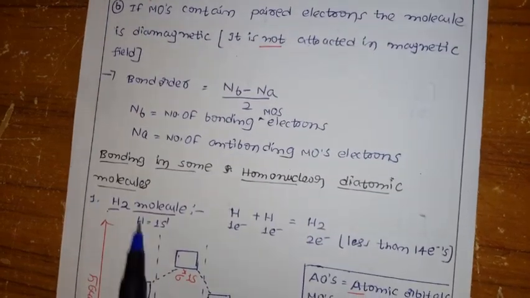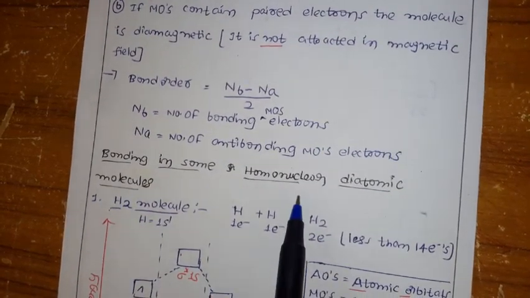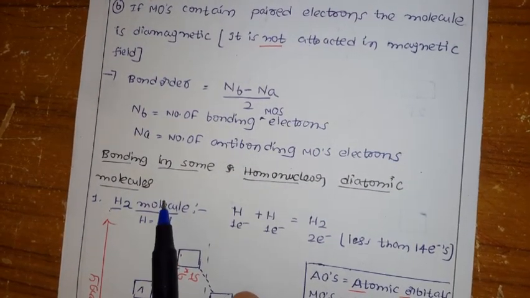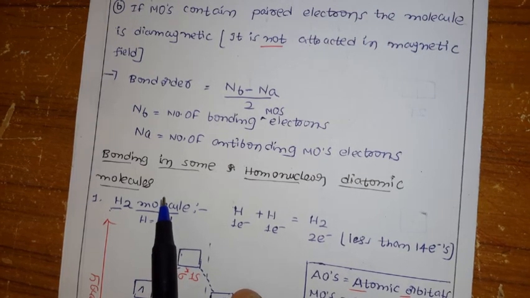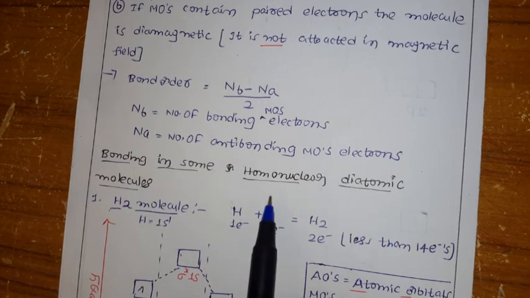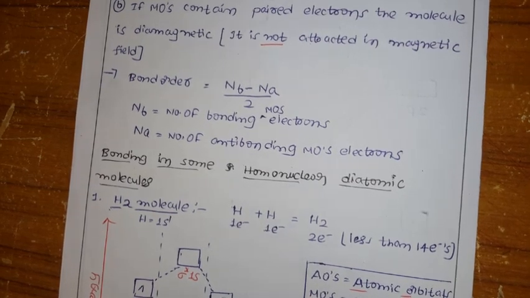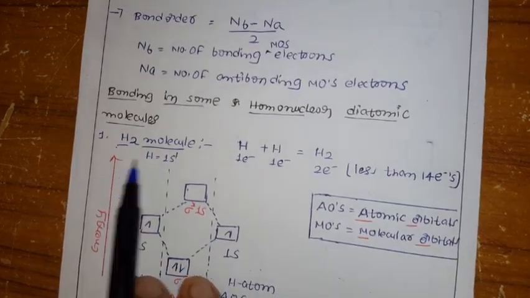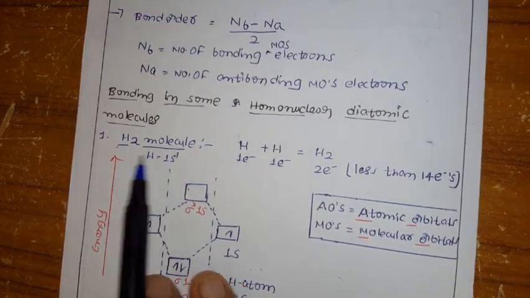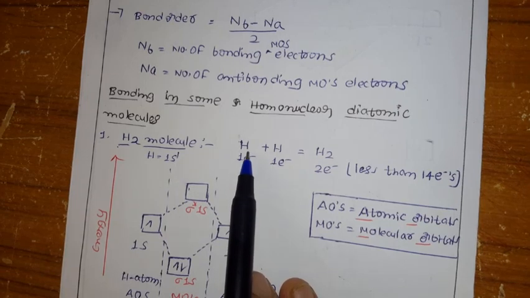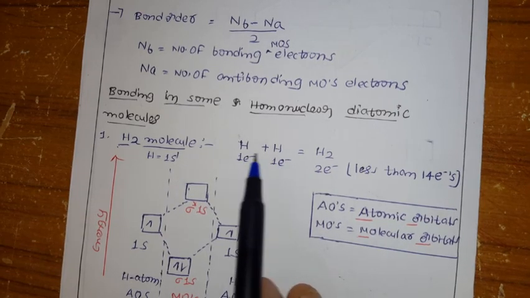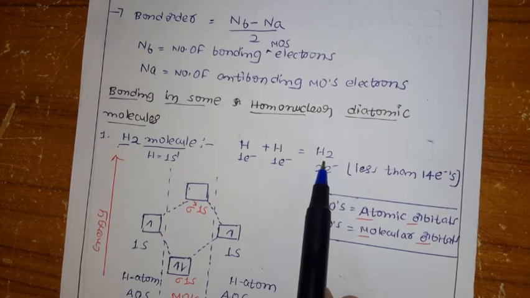Now, bonding in some homonuclear diatomic molecules. In the textbook we have only homonuclear, we don't have heteronuclear. What is the meaning of homonuclear? It means having similar atoms. Now for the first example, we have the H2 molecule. H2 molecule means two hydrogen atoms, H plus H, give rise to the H2 molecule.